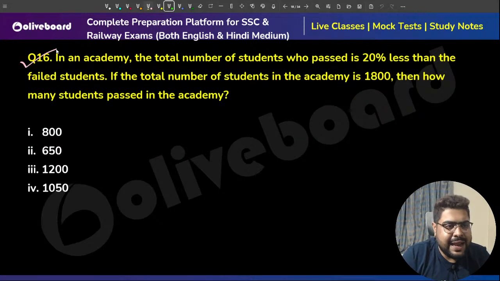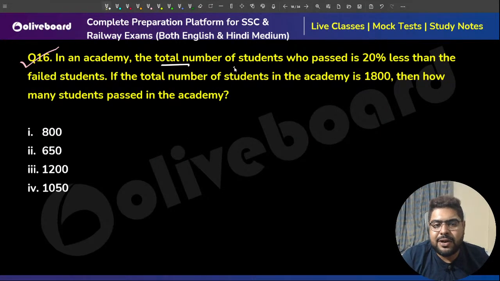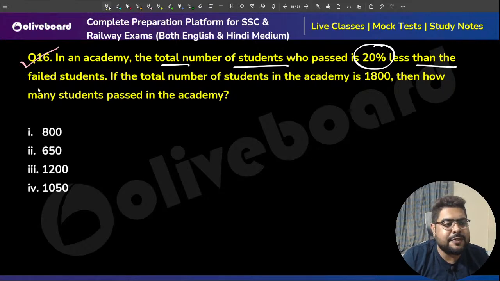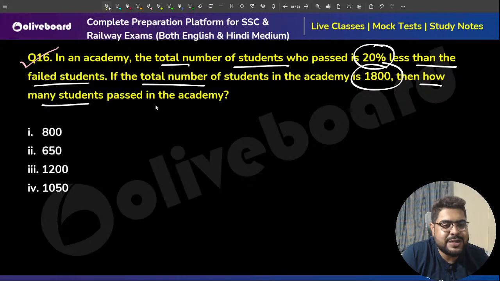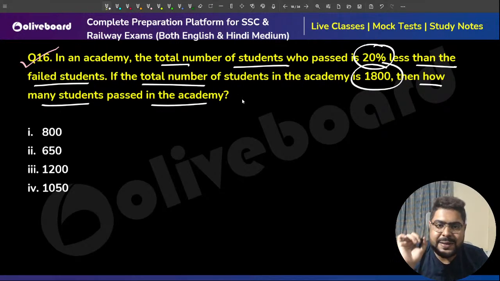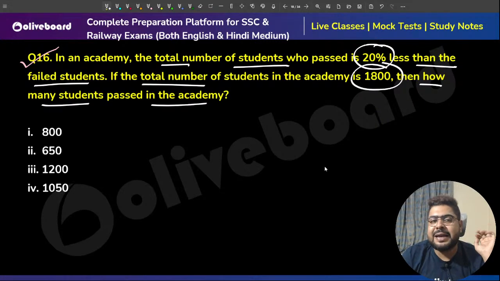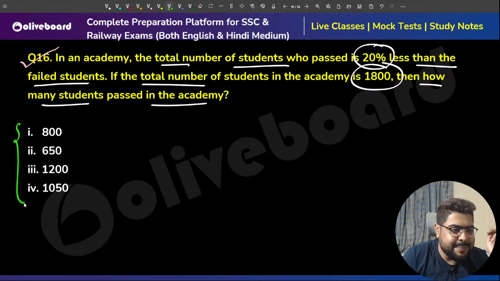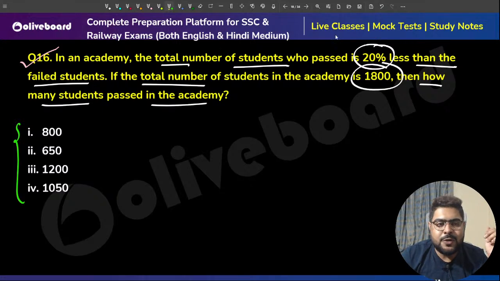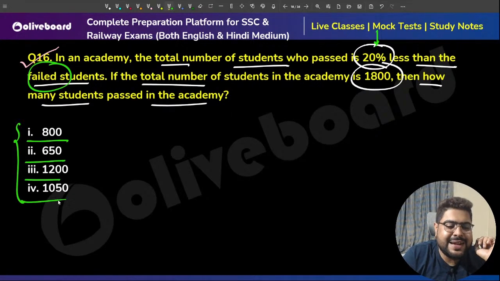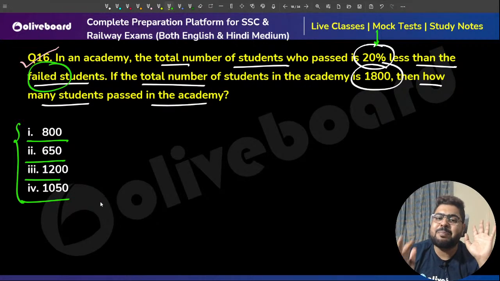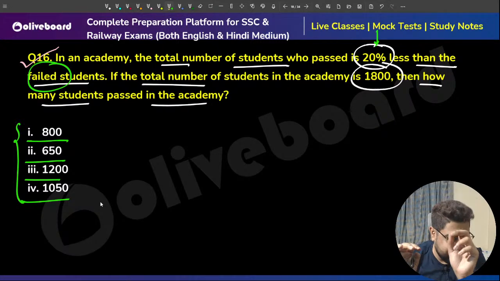Next one, sir. In an academy, the total number of students who passed is 20% less than the failed students. If the number of total students is 1800, then how many students have passed? Can I simply give you one trick here? 20% less than the failed students have passed. So use options rather than anything. It generally gives you better results.